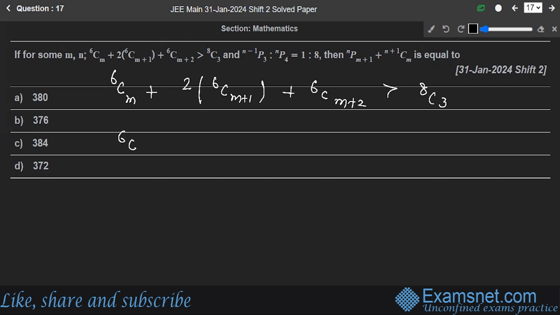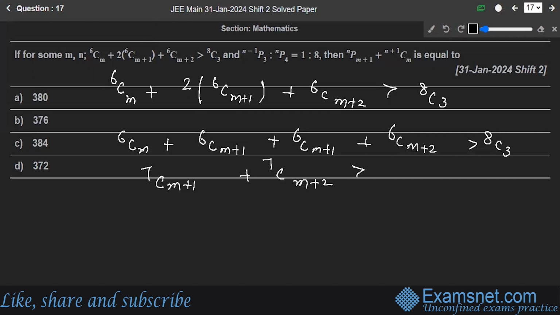Okay, this is greater than 8C3. So you have 6Cm plus, this will be 6Cm plus 1, I'm opening 6Cm plus 1, 6Cm plus 2, greater than 8C3. This will be given by 7Cm plus 1 plus 7Cm plus 2 greater than 8C3, because I have combined these two and these two. Now, if I combine these two, 7Cm plus 1 plus this will give me 8Cm plus 2. Now, this is greater than 8C3.